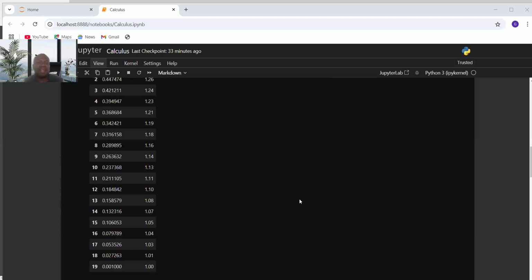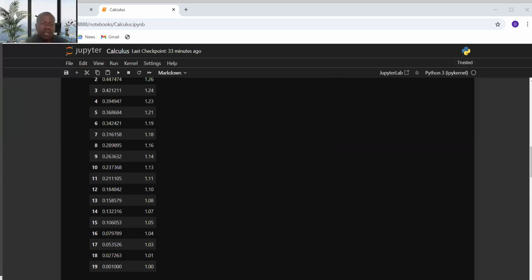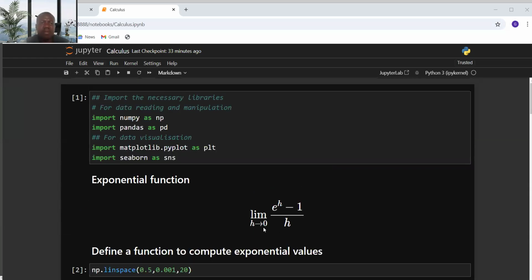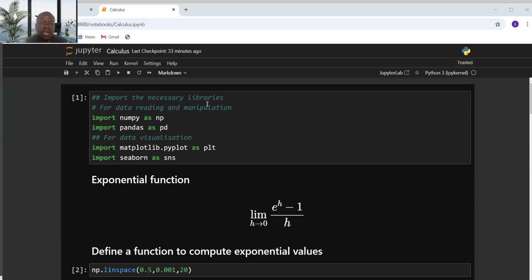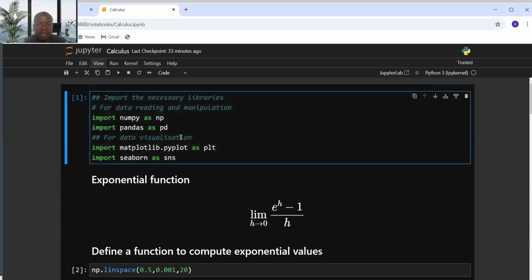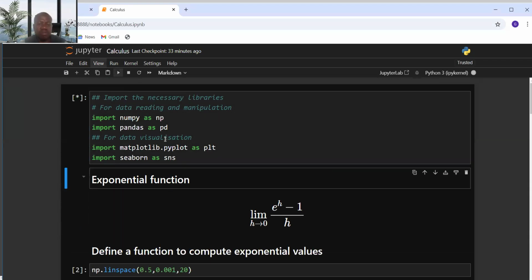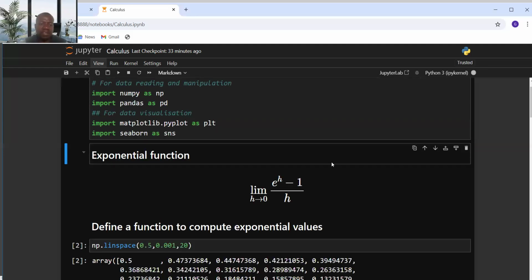On the first part, we already went through and proved this: the limit when h approaches 0 of e to the exponent of h minus 1 divided by h gives us 1. So I will run this. These are the Python libraries, NumPy and Pandas, together with matplotlib and Seaborn for visualization. I'll run this because we'll be using them. Right, then this is what we have done.